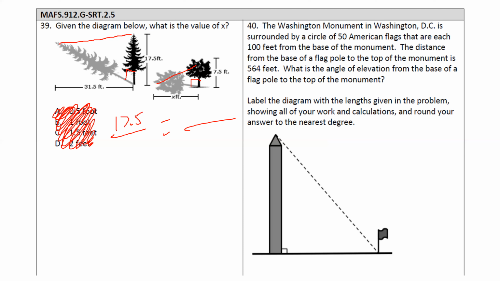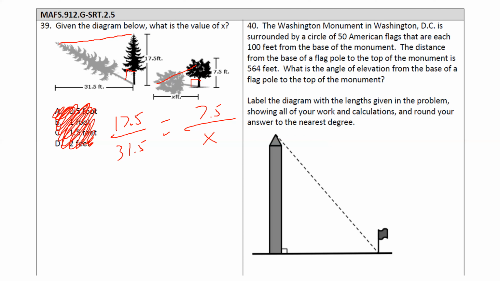I could say 17.5 is the height of my tree, 31.5 is the length of my shadow. And then on the other one for the smaller tree, we have 7.5 for the height of the smaller tree and X for the length of the smaller shadow. When you set up a proportion, you have to make sure there's something that is related both horizontally and vertically.